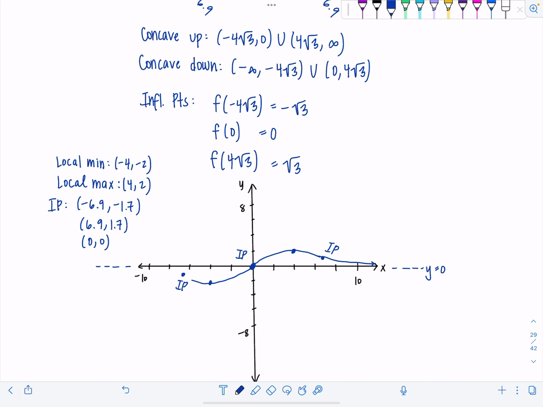This is actually an odd function. I didn't test for symmetry. You could if you want. If your instructor wants, then you better do it. And that concludes the graph.